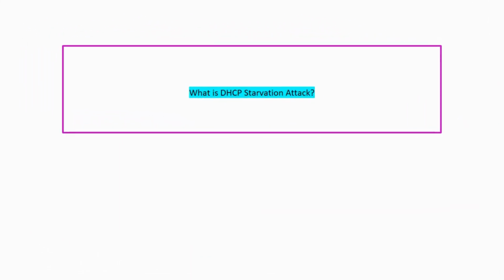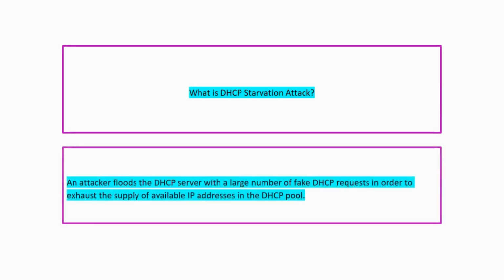Now let us understand what is a DHCP starvation attack. Here, the attacker floods the DHCP server with a large number of fake DHCP requests. So they will generate a large number of requests for IP addresses. The objective is to exhaust the supply of available IP addresses in the DHCP pool. So when any legitimate request comes, the DHCP server will not be able to support it, because all the available IP addresses would have been taken by fake requests.